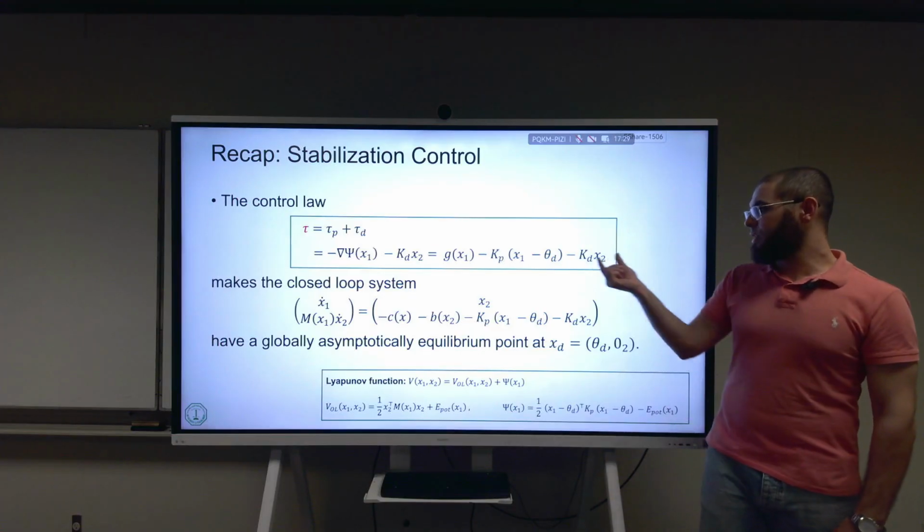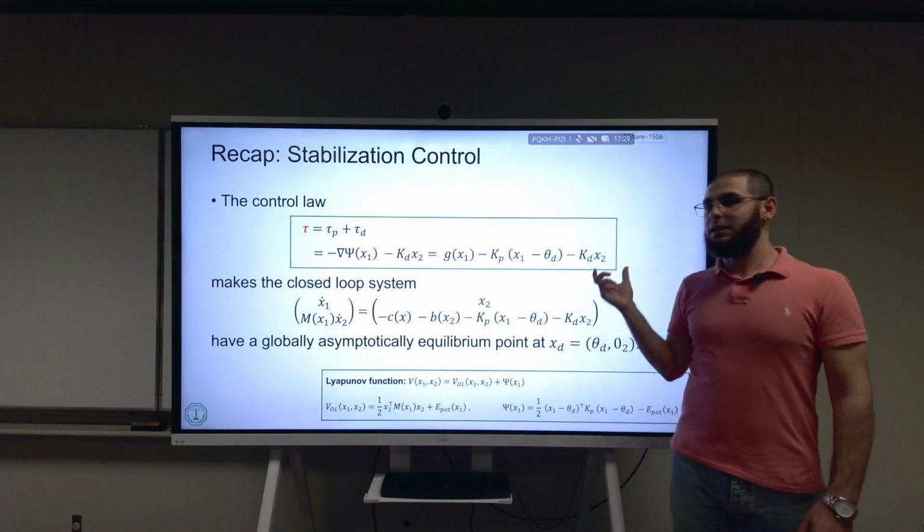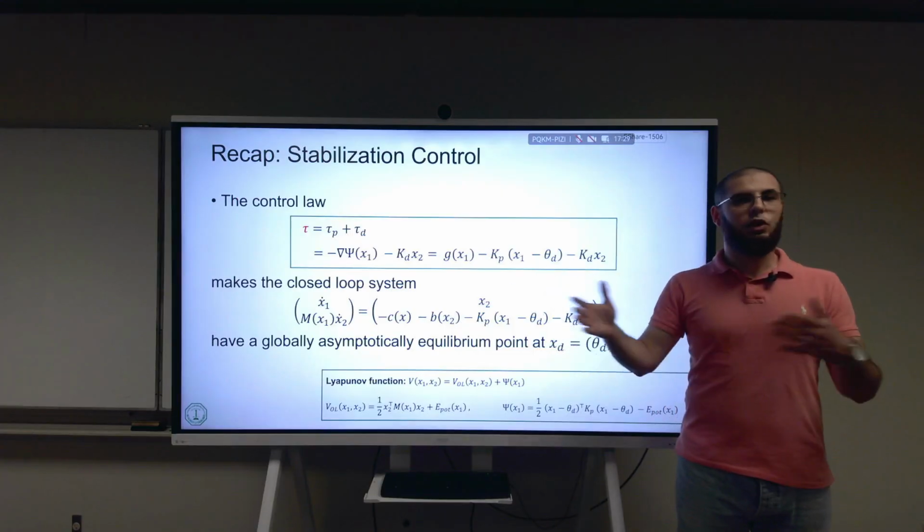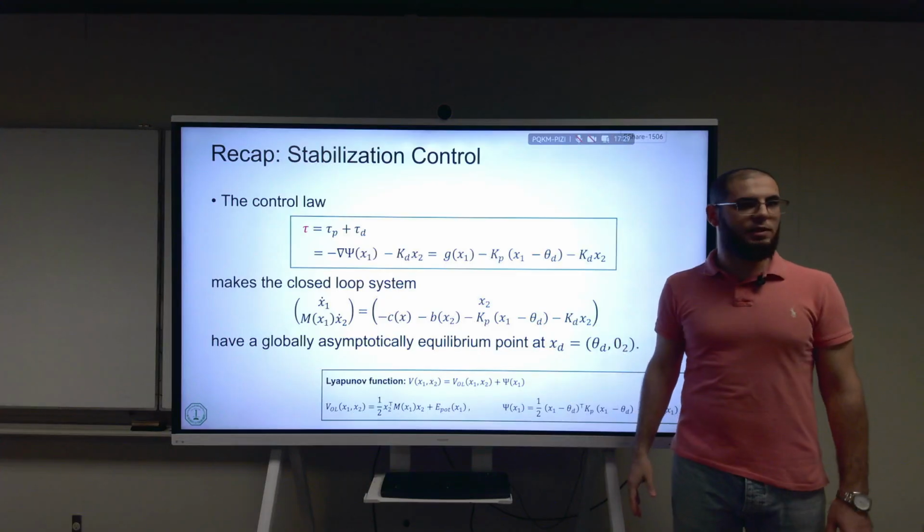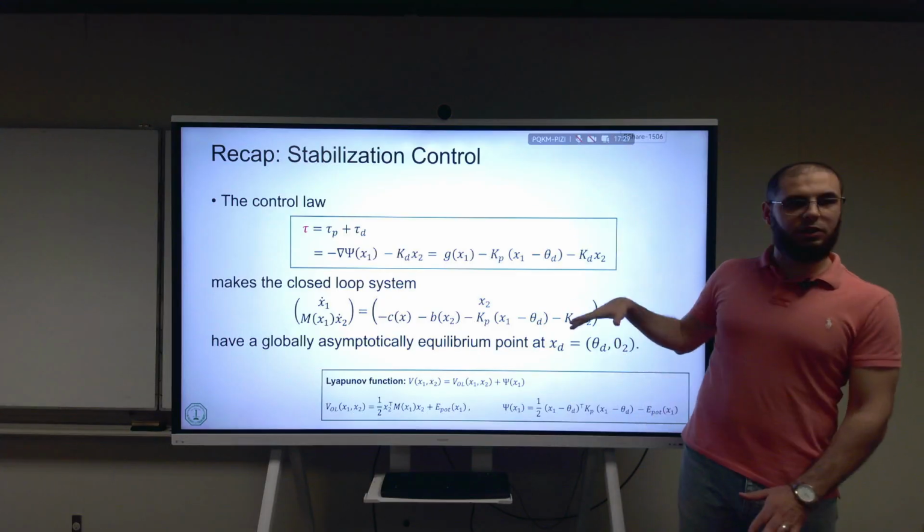The control parameters here are Kp and Kd. Kp and Kd can be generic matrices. You can play around with them to have different performance as you wish. Any questions on this part before we move on?